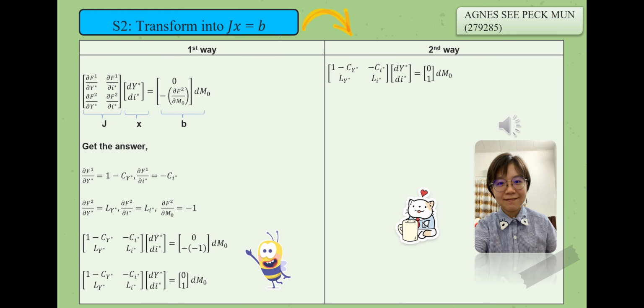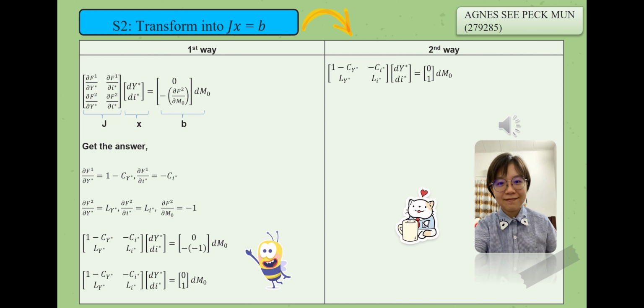My name is Agnes. Okay, so now I want to continue with step 2, which is to transform into the Jacobian matrix Jx equal to b. We have two ways of transforming into the Jacobian matrix. As we can see from the slide, for the first way, we will have delta F1 over delta y star, delta F1 over delta i star, delta F2 over delta y star, and delta F2 over delta i star. And for the x here, we have dy star and also di star. While for the b here, we'll have 0 and also negative delta F2 over delta m null times dm null.